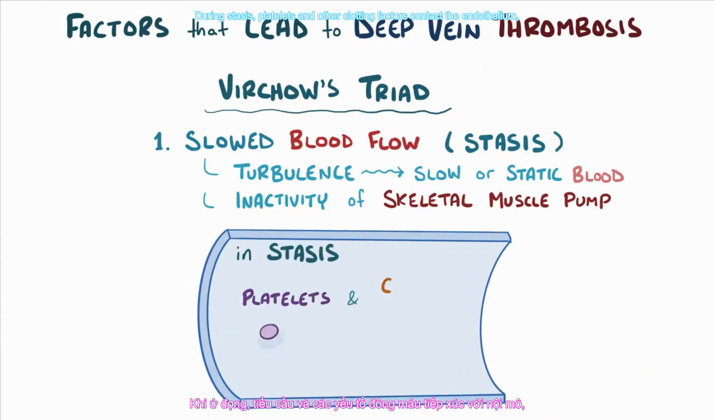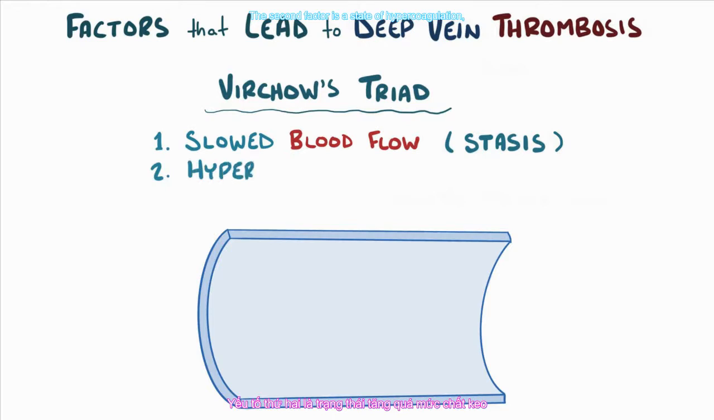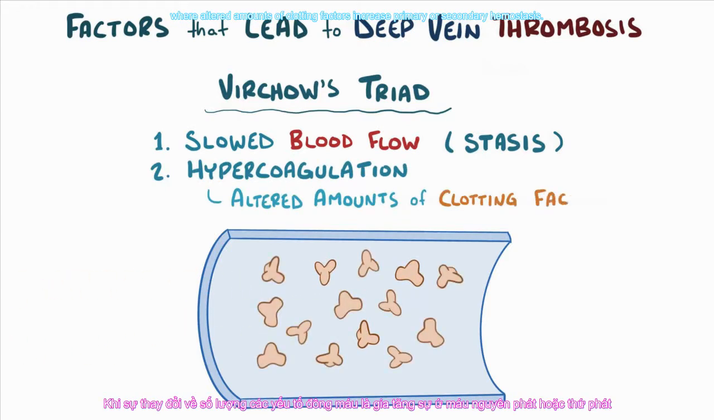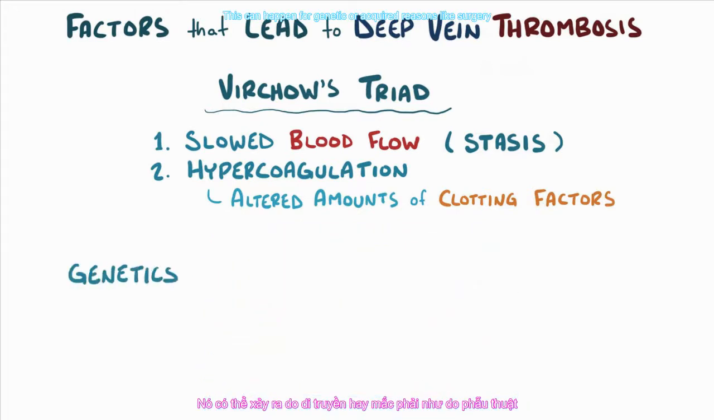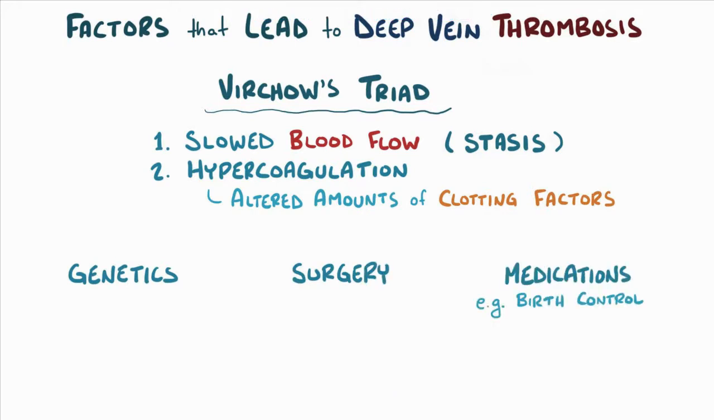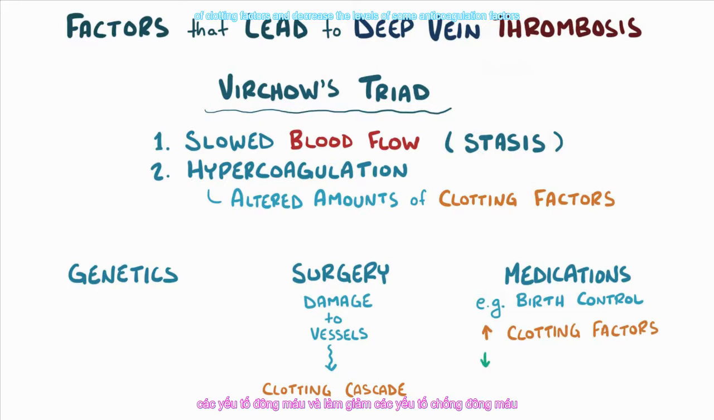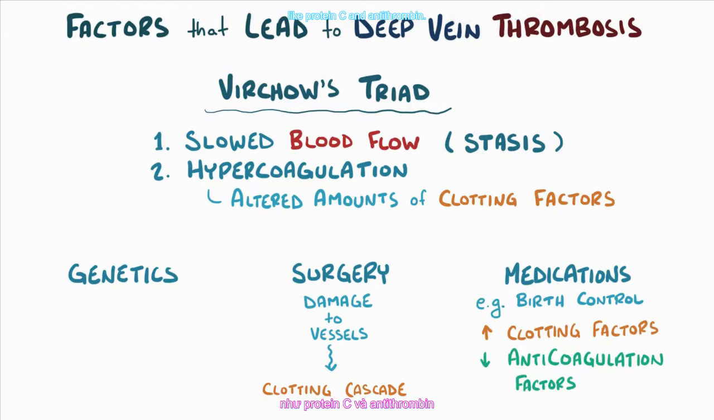During stasis, platelets and other clotting factors contact the endothelium, and prolonged interaction leads to clotting factor adhesion, and ultimately activation of the clotting cascade. The second factor is a state of hypercoagulation, where altered amounts of clotting factors increase primary or secondary hemostasis. This can happen for genetic or acquired reasons like surgery, or taking certain medications like birth control pills. During surgery, physical damage to the vessels activates the clotting cascade. And birth control pills tip the balance towards clotting because they increase the levels of clotting factors and decrease the levels of some of the anticoagulation factors like protein C and antithrombin.